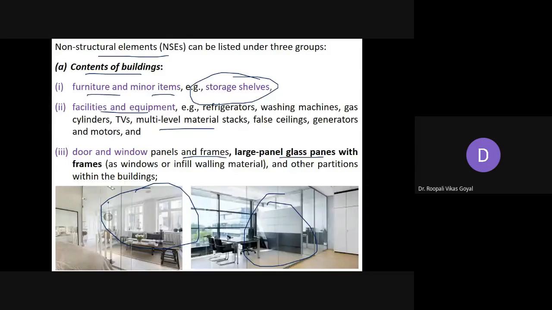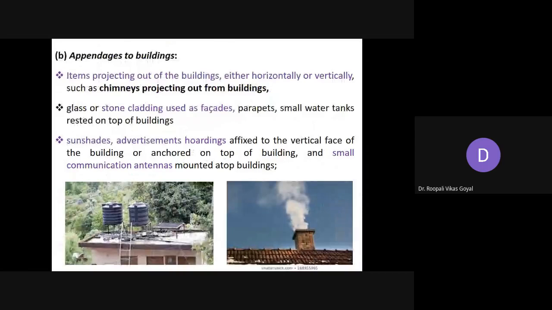That is the thing. And appendages to buildings means items attached to the building. So these are items projecting out of the building either horizontally or vertically, such as chimneys projecting out from your building. So if during some earthquake it collapses or falls down, then that can result in secondary disaster. If a person is below, they can be in trouble. Glass or stone cladding used as facades, parapet wall, and small water tank. So if they are not properly secured, they may also fall down.